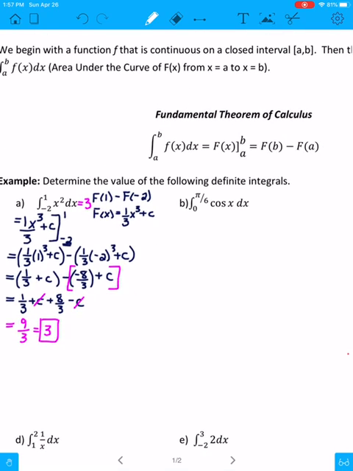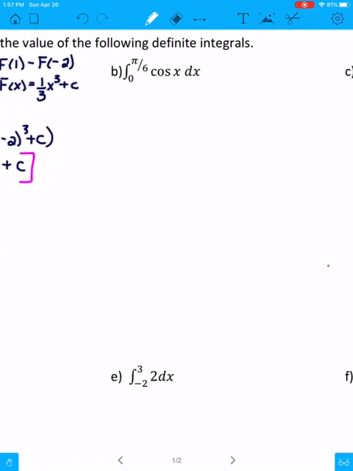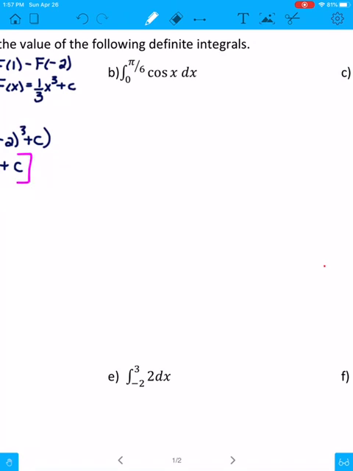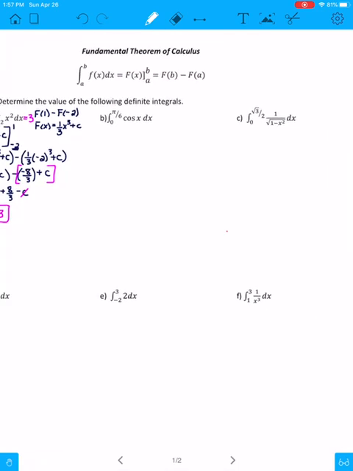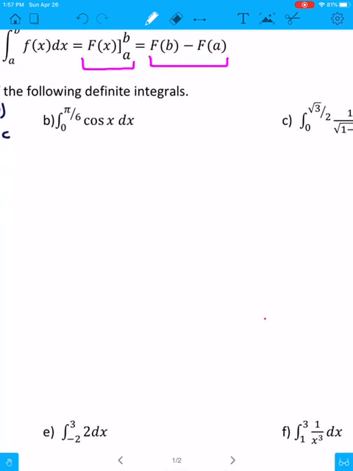Now we're going to look at b. b is the integral from 0 to pi over 6 of cos of x dx. So I'm going to have to do the antiderivative of that for the fundamental theorem of calculus. The fundamental theorem of calculus says find the antiderivative of it, put square brackets a to b, then once you've found the antiderivative, do f of b minus f of a. So the antiderivative of cos of x is sine x. How do we know that?